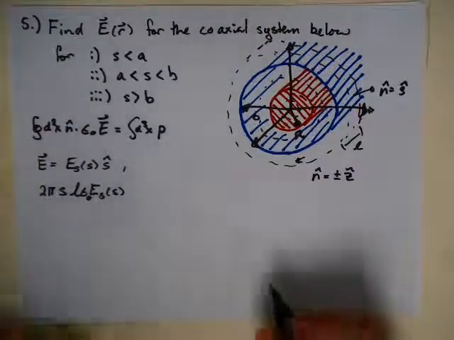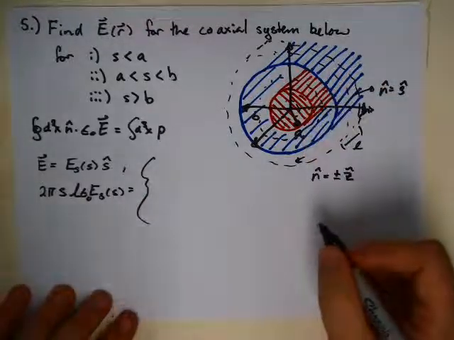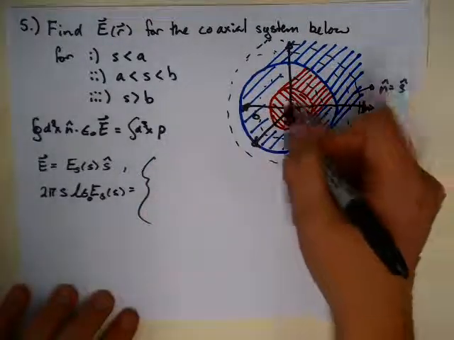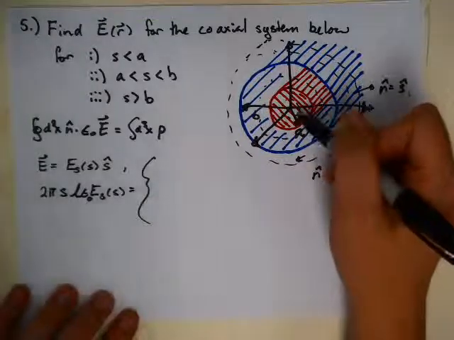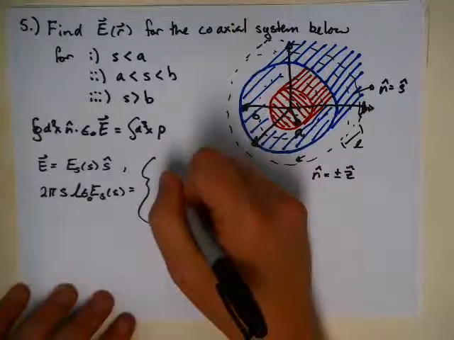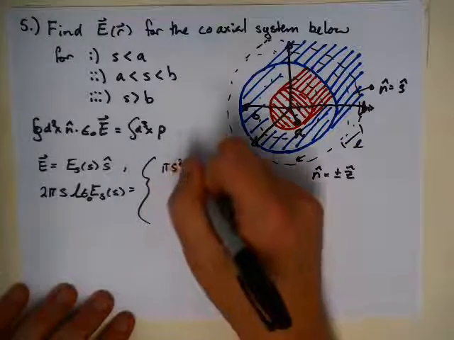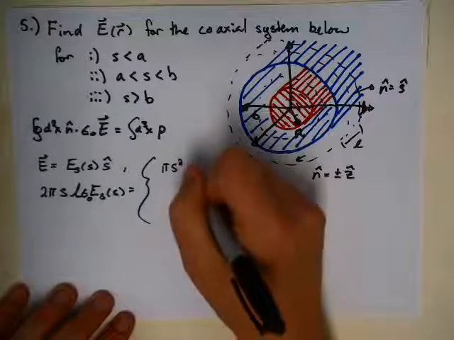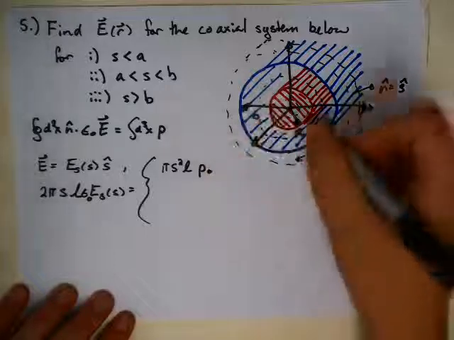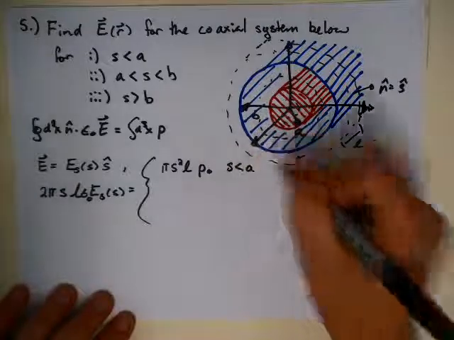On the right-hand side, we have to think about which region we're in. If we're in the first region, we actually have to perform the integral. Luckily for us, we have a constant charge density in the red region, so that's going to give us the volume of a cylinder, which is pi s squared times the length, little l, times our charge density in that region. And this is for s less than a.